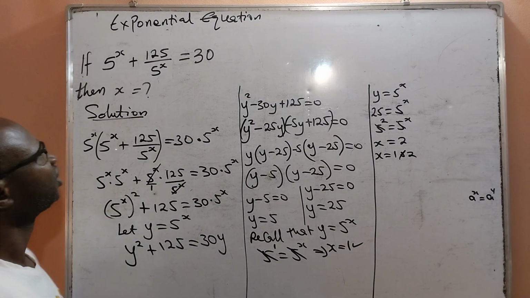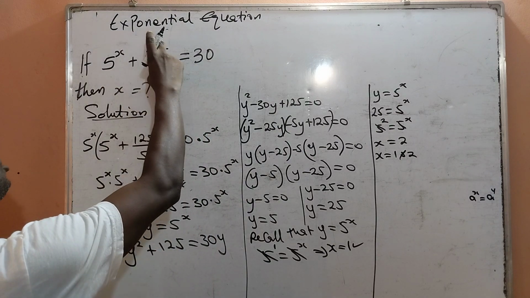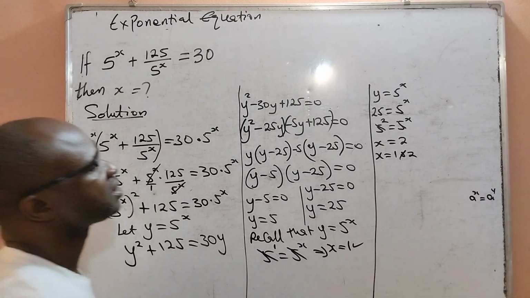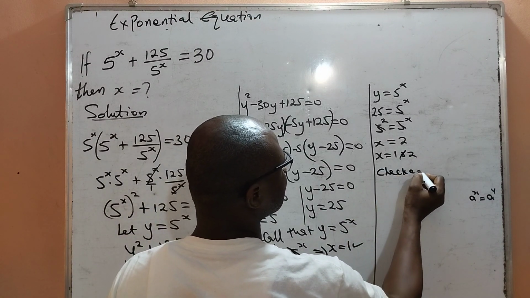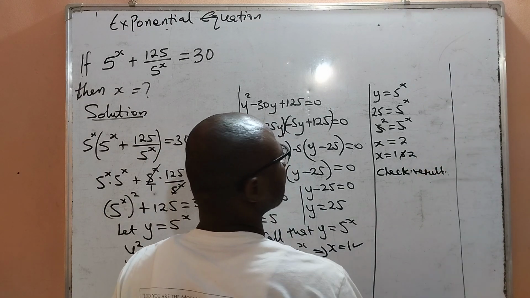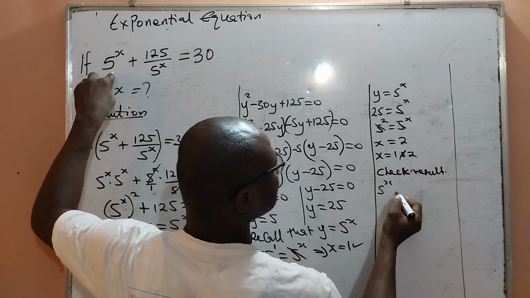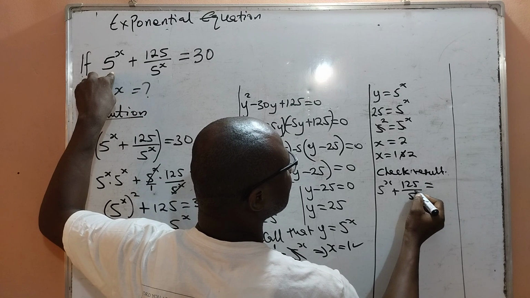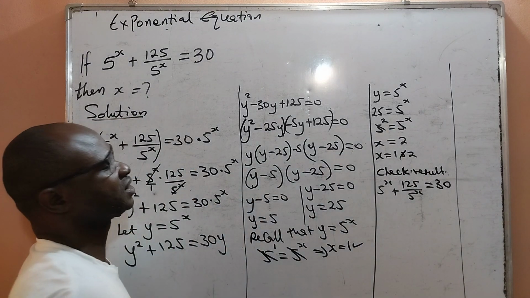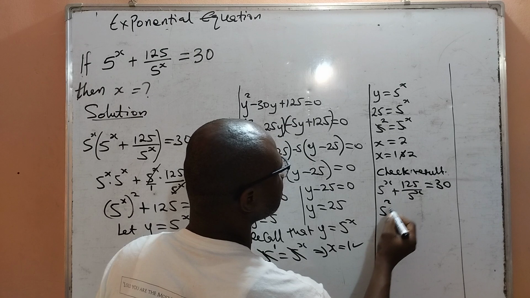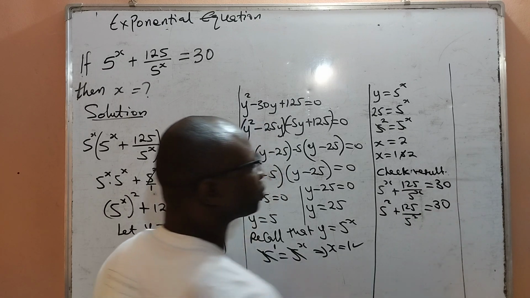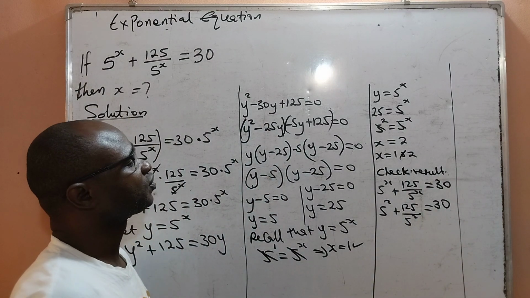So what is now remaining is to apply the values of x into the original equation to see if it will give us what we have on the right hand side. Check result. From the question, 5 raised to the power x plus 125 over 5 raised to the power x is equal to 30. That is what we are given. So when x is 2, that becomes 5 raised to the power 2 plus 125 all over 5 raised to the power 2. Will this solve to 30?